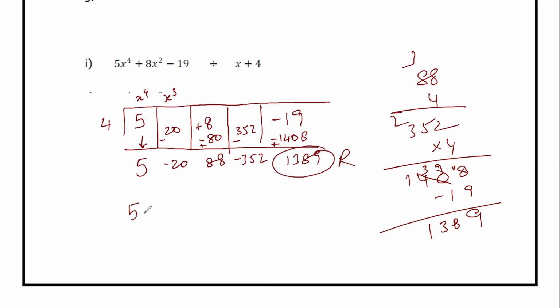And my quotient is 5x cubed. Remember, you'll have to take 1 less than 4, right? Then minus 20x squared plus 88x and then minus 352. That's my quotient.